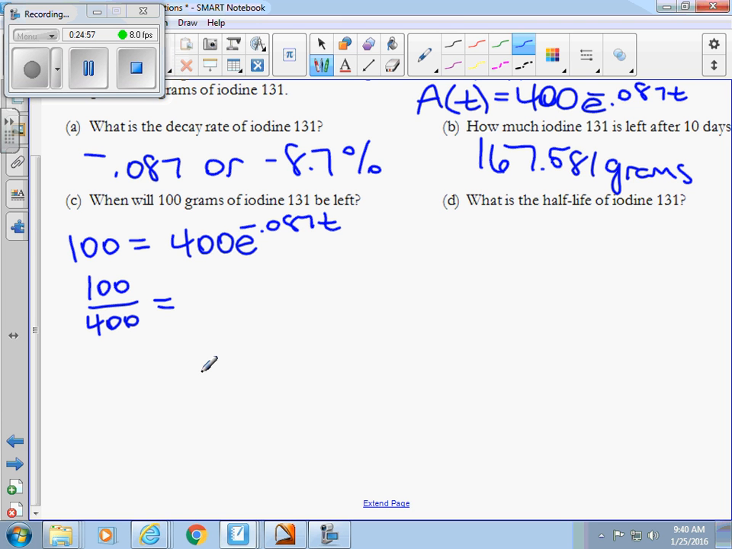Now, at first, they may not seem fast by hand, but once you do a few of them, they get really fast by hand. You have options, though. Take the natural log of both sides, or you could use the rewrite, whichever one you prefer.